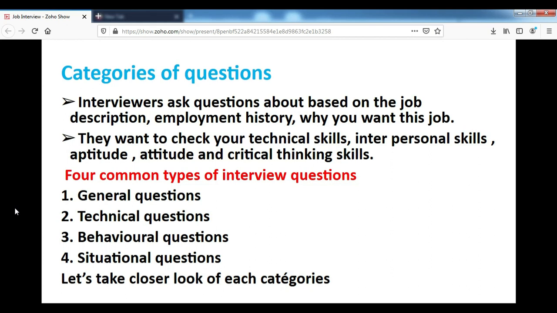So there are 4 common types of interview questions: general questions, technical questions, behavioral questions, and situational questions. So let's take a closer look at each category.